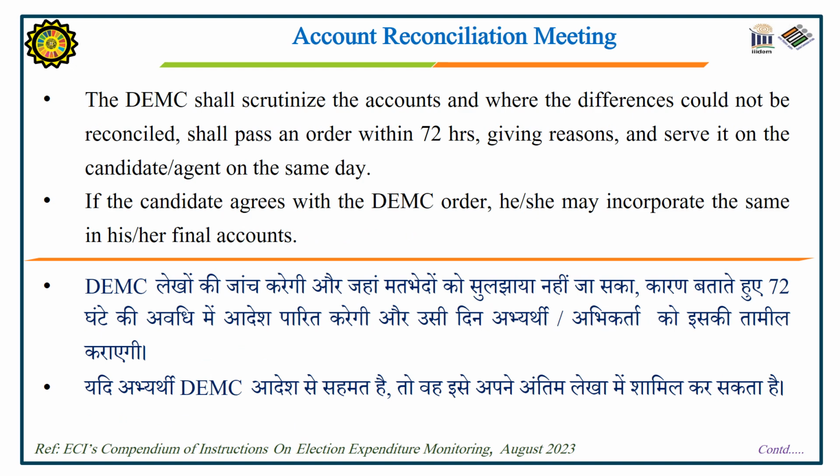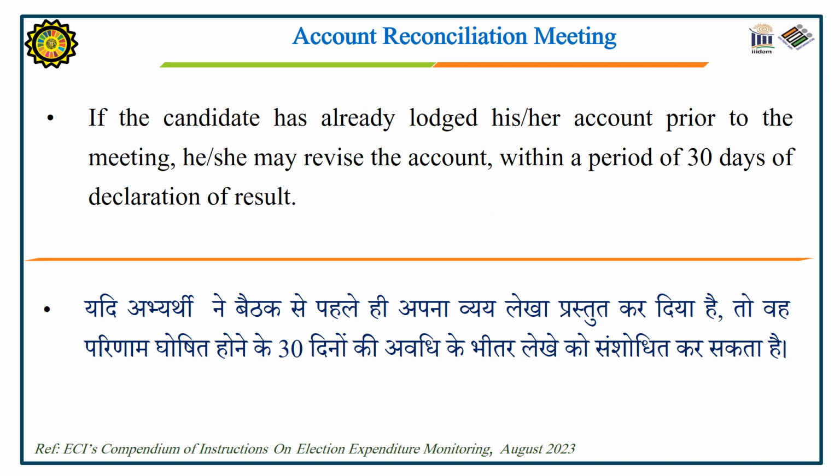The District Expenditure Monitoring Committee shall scrutinize the accounts and where the differences could not be reconciled, shall pass an order within 72 hours giving reasons and serve it on the candidate or their agent on the same day. If the candidate agrees with the DMC order, they may incorporate the same in their final accounts. If the candidate has already lodged their account prior to the meeting, they may revise the account within a period of 30 days of the declaration of result.